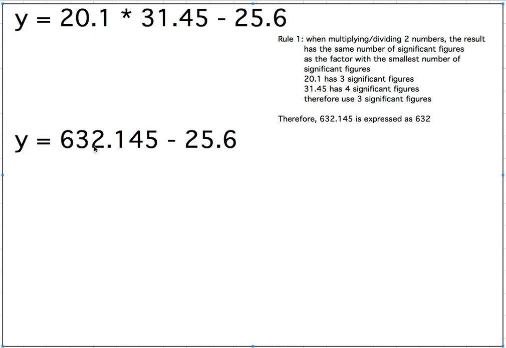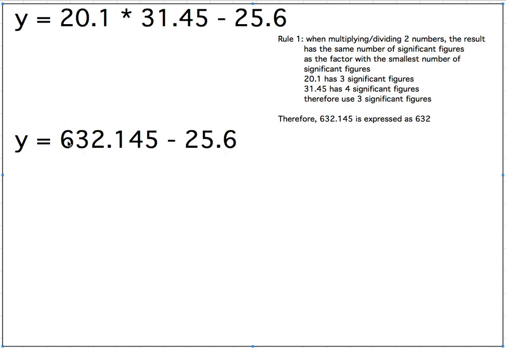But the answer, if I apply this rule, I can't have more than 3 significant figures, because this one has 3 significant figures and this has 4. So the answer of this calculation can only have 3 significant figures, so that would be 632. I have to bear that in mind, but until I've finished the calculation, I keep all of the decimal points, all of the figures until I've finished.